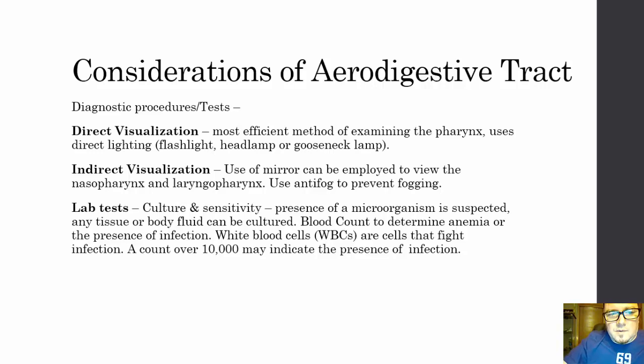Same types of visualization to see down there. Headlamps, there's a gooseneck lamp, which is just what you think it would be, a lamp with a big long bendable neck. Flashlights, indirect visualization, like I said before, you can take a mirror and stick that back and you can see posterior a little bit. If you get the right angle, you can angle it down so you can see down in the throat.